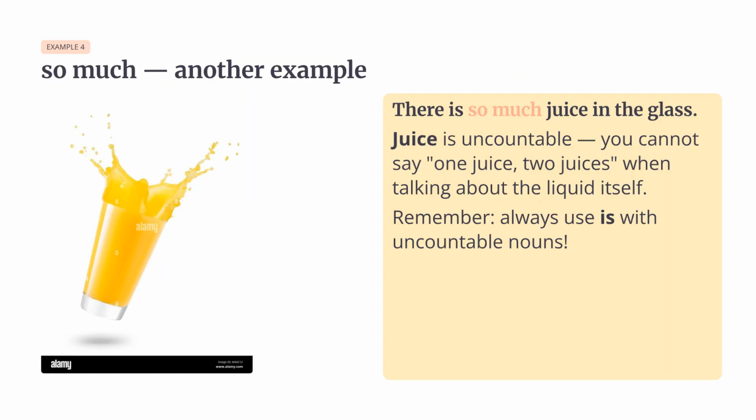Here is example 4, another example for so much. Look at the sentence. There is so much juice in the glass. Juice is uncountable because you cannot say 1 juice or 2 juices when talking about the liquid itself. Remember, always use is with uncountable nouns.